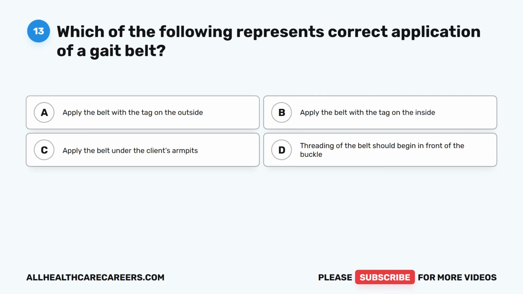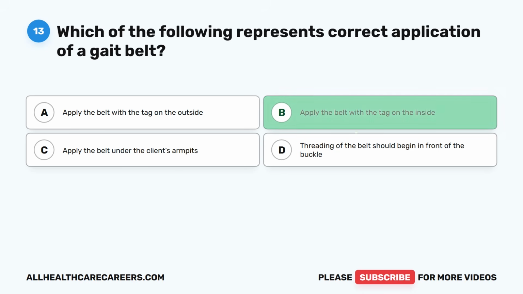Question 13. Which of the following represents correct application of a gait belt? A. Apply the belt with the tag on the outside. B. Apply the belt with the tag on the inside. C. Apply the belt under the client's armpits. D. Threading of the belt should begin in front of the buckle.